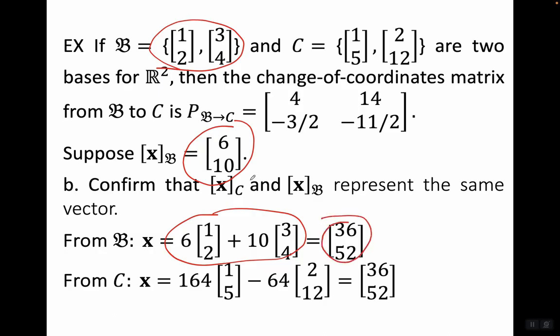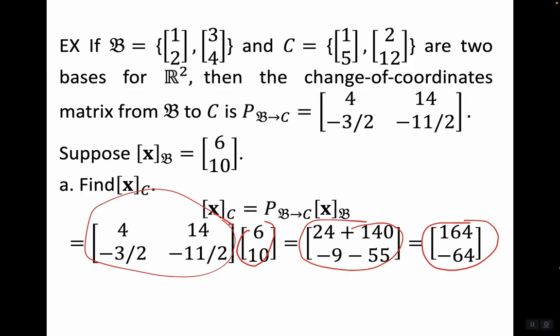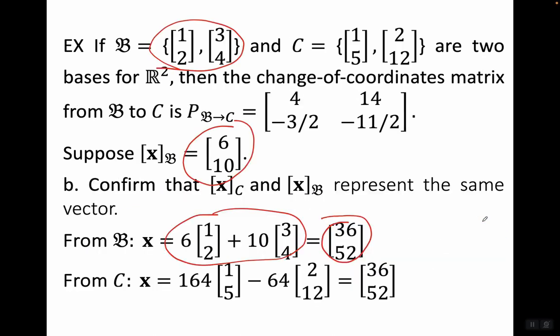And from C, these are the coordinates we saw a moment ago, the coordinates of x relative to C. So x should be 164 times (1, 5) minus 64 times (2, 12). Those are the vectors in the basis C. And you know what? It also works out to be 36, 52. It's great.